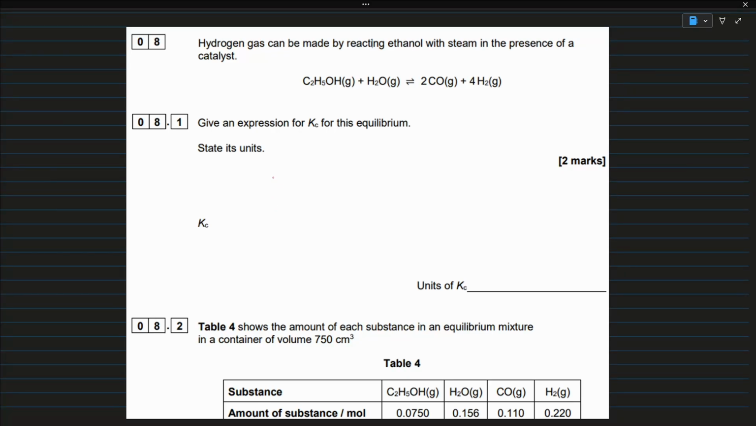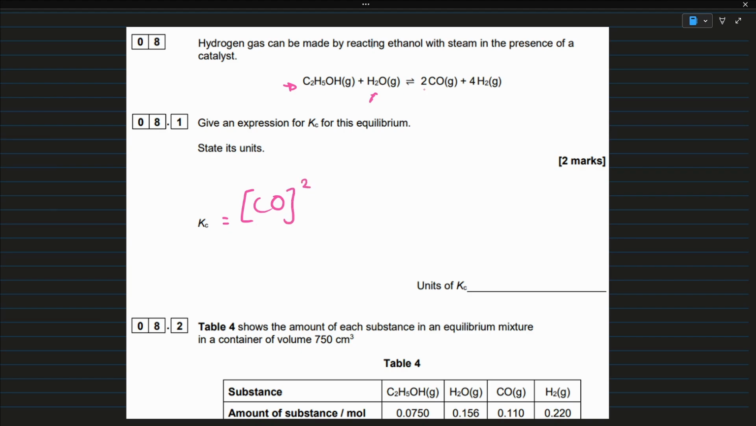So today we're going to walk through an equilibrium constant question. It says that hydrogen gas can be made by reacting ethanol with steam in the presence of a catalyst. And it wants us to give the expression for Kc for this equilibrium, and state its units. So the expression for Kc is quite simple.